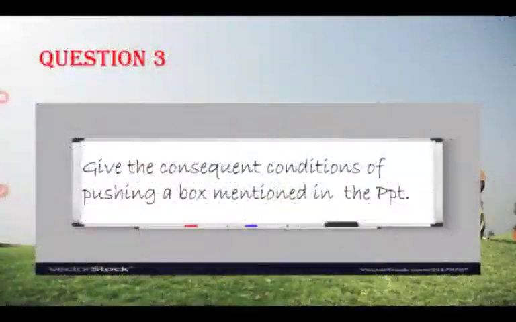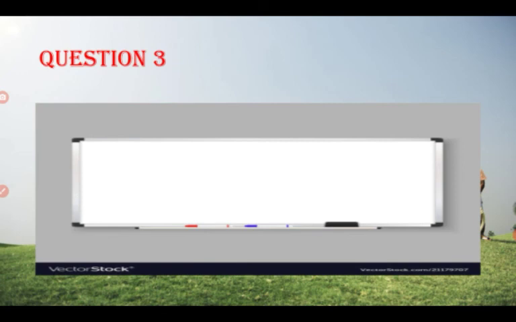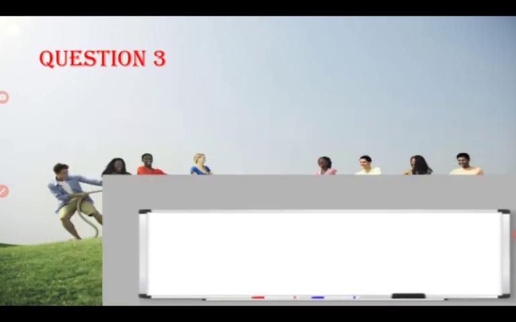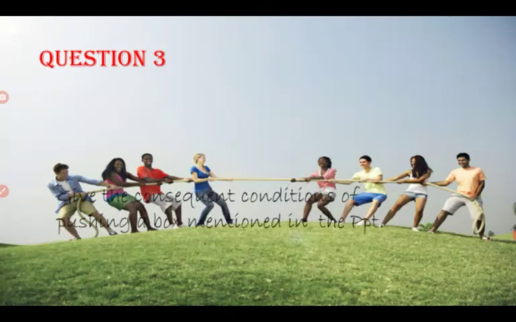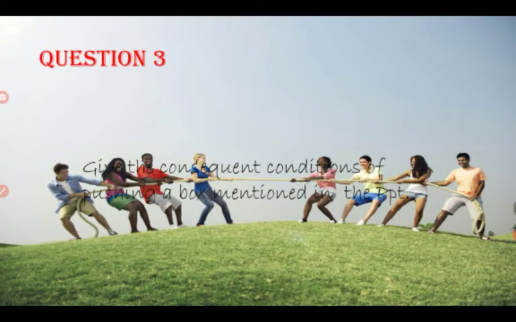Question number 3. This is our whiteboard. Oops, I'm really sorry for this animation. Here comes the question. Give the conditions of pushing a box mentioned in the PPT. As I showed you in this PPT, in this video, I have shown you some conditions of how to push a block or box. I showed you two persons from one side, two persons from opposite sides, giving unequal forces, one person only, all those things. So mention it in the comment section.